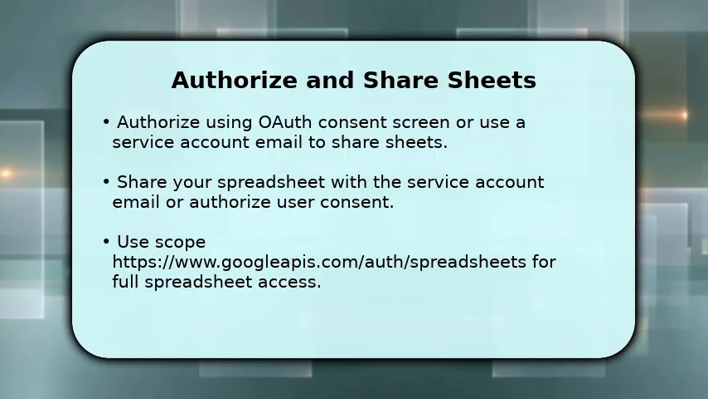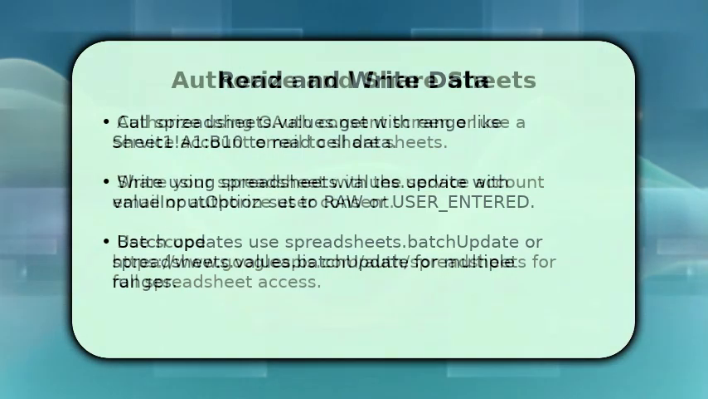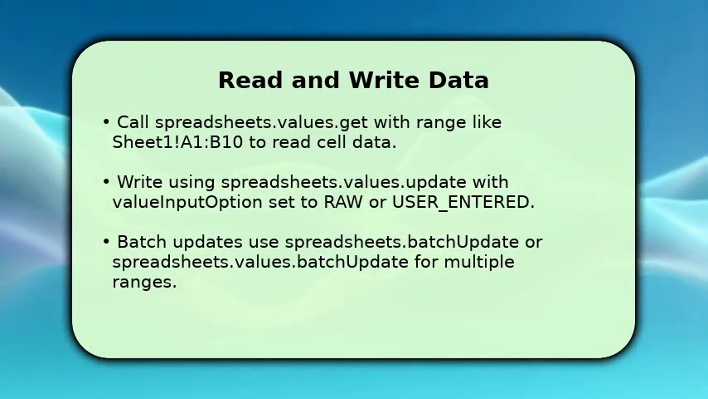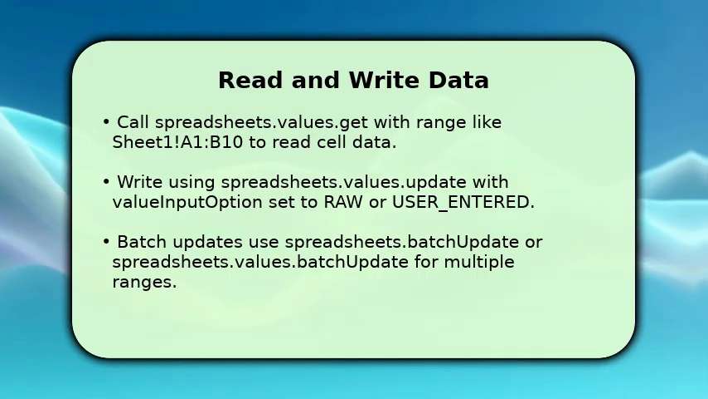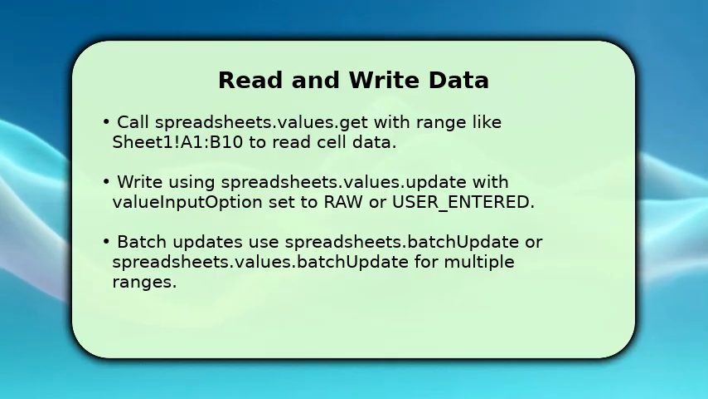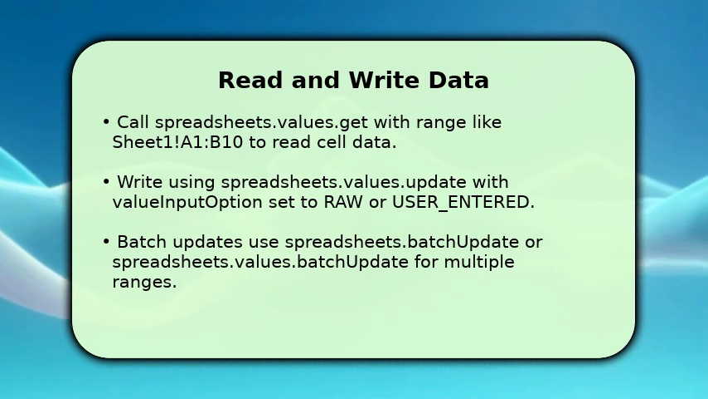With credentials in place, initialize the Sheets API client and provide your spreadsheet ID string. To read data, call Spreadsheets.Values.Get with a range such as Sheet1!A1:B10 and process the returned values array. To write, call Spreadsheets.Values.Update and set value input option to RAW or USER_ENTERED depending on parsing needs.